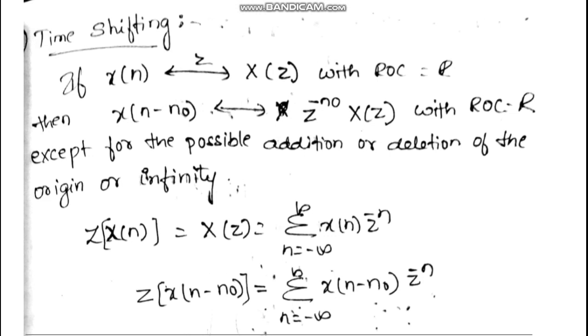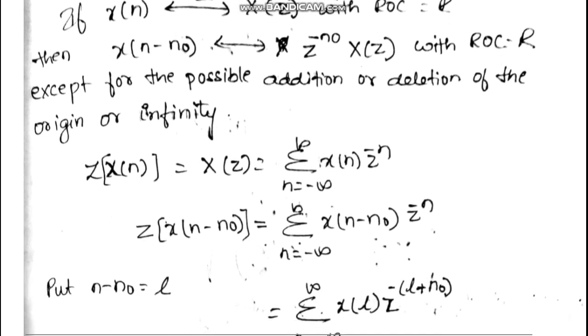Now let us prove this one. We are taking the z transform, that is Z of x of n is nothing but x of z. We know this formula: summation n equals minus infinity to plus infinity of x of n into z to the power of minus n. Now what is our x of n? x of n is nothing but x of n minus n naught, that we are applying here, multiplied with z to the power of minus n.